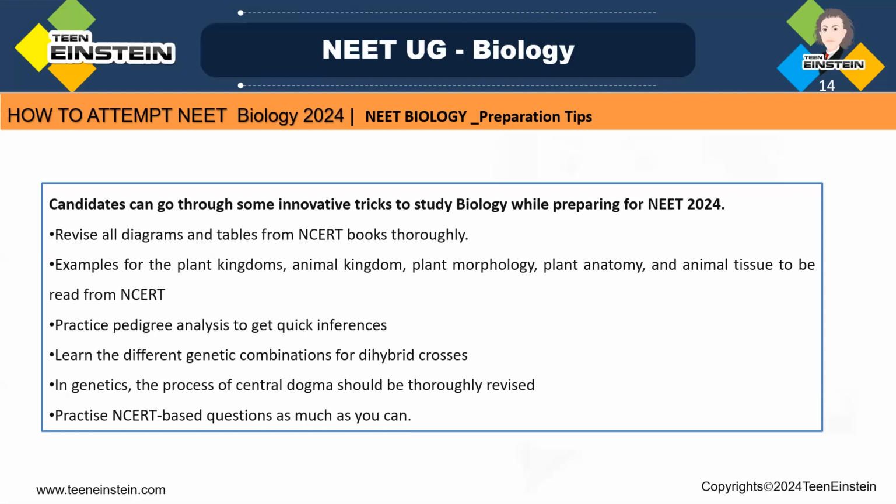In NEET biology, there are 100 questions in total, out of which you should answer 90. The number of NCERT based questions appearing in NEET biology varies every year, but most of the questions are NCERT based. For the exact number, if you check the previous 10 years' question papers, you will get almost 70 to 80 questions from NCERT only.